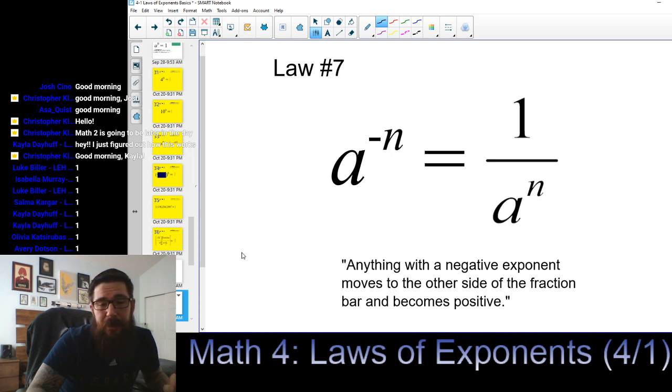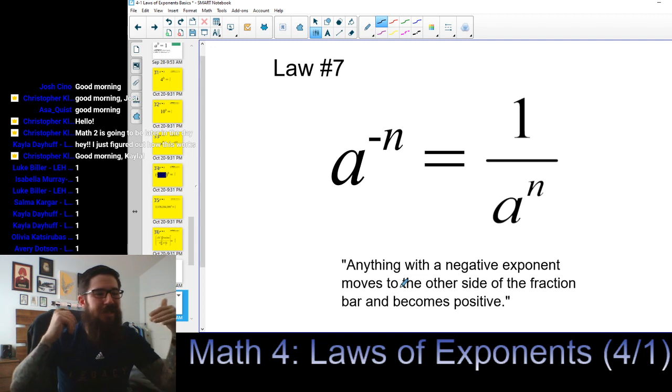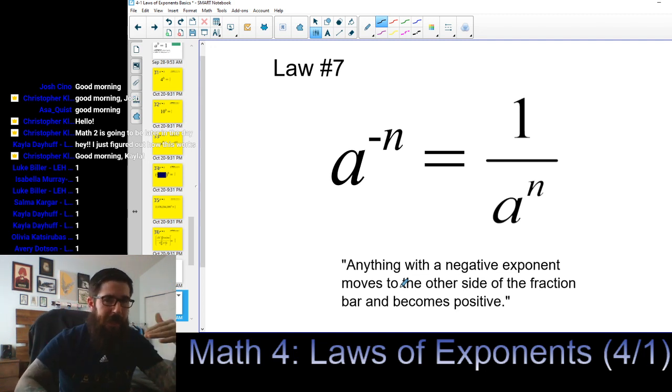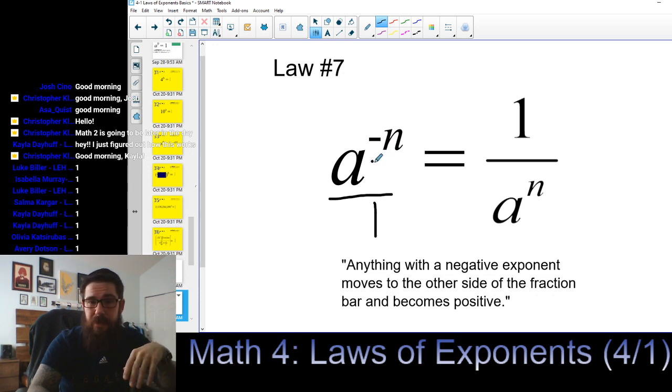All right, Law 7. This is basically saying that negative exponents become positive exponents, but in reciprocal form. What I'm going to talk about with this moves to the other side of the fraction bar bit is it doesn't really matter where they're located. I can have a negative, in this case, basically in the numerator, and you'll see that this guy moves down. Base is the same. Exponent is the same, except it changes from negative to positive. The same will be true.